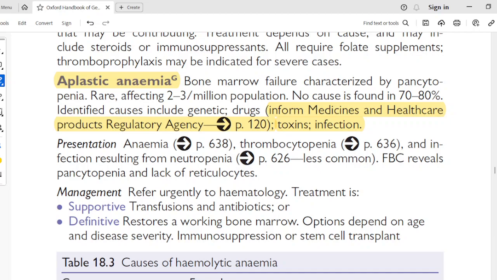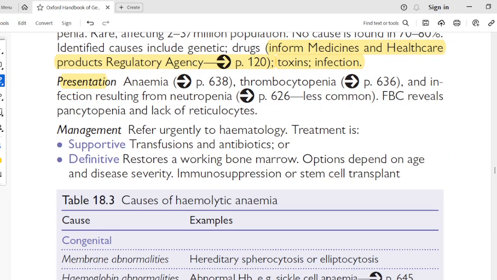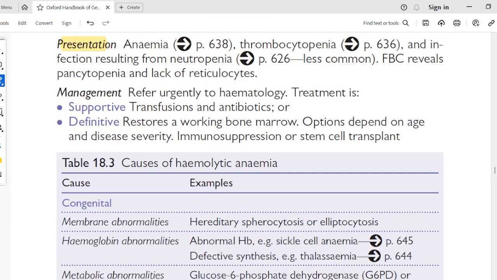So aplastic anemia is complete bone marrow failure with a decrease in all cell lineages, affecting 2 to 3 per million population. No cause is found in 70 to 80%. Otherwise, the cause could be genetic or drugs. In drugs, we need to inform MHRA. Toxins could be the cause and infection could be the cause. Presentation: anemia, thrombocytopenia and infection resulting from neutropenia. FBC reveals pancytopenia and lack of reticulocytes.